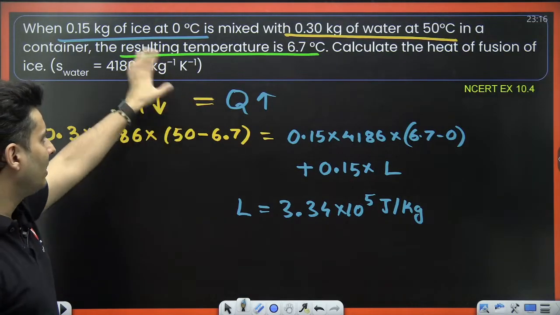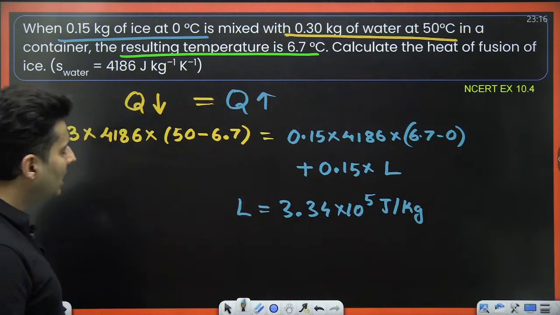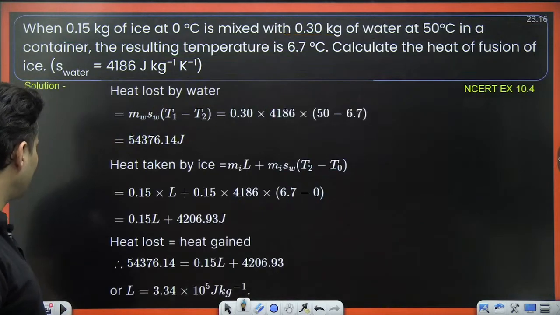Always identify Pandu, Champa, see what the equilibrium is, or if it is not given, you identify or assume it to be T and then solve it. That's all that is there in these kinds of questions.